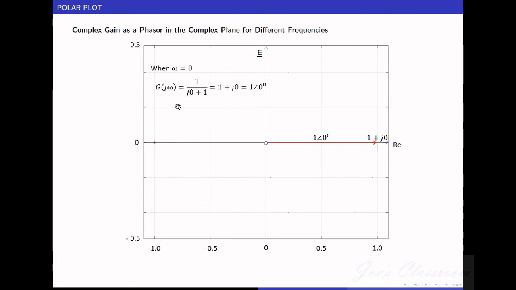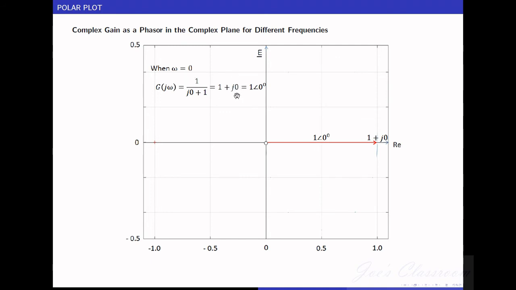Let us consider the same system whose transfer function is given by G of s is equal to 1 by s plus 1, a simple first order system, and G of j omega is going to be 1 by j omega plus 1. Let us calculate G of j omega for a frequency of 0 radians per second. In that case, I'll just put omega is equal to 0, then it becomes 1 by 1, that is equal to 1, or in complex form I can write it as 1 plus j0. Anyhow, I get a complex number for a frequency omega is equal to 0.